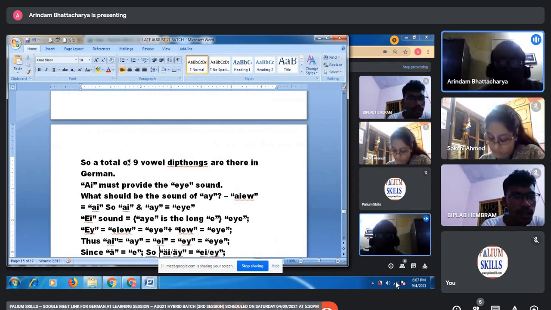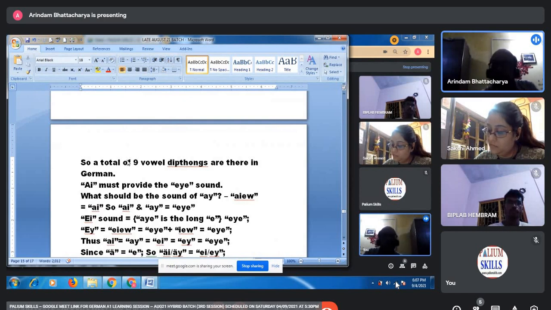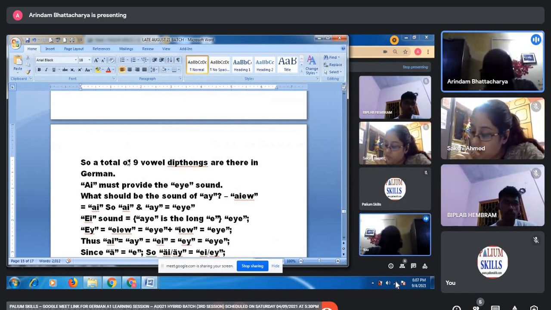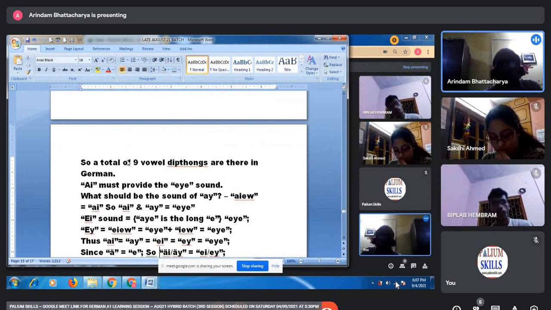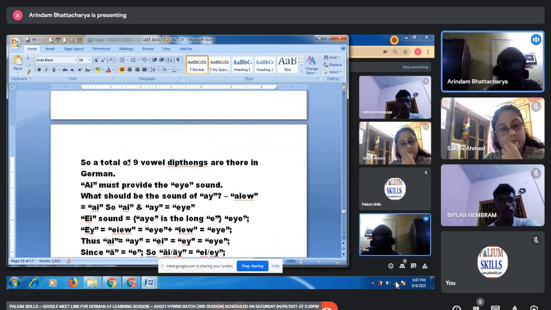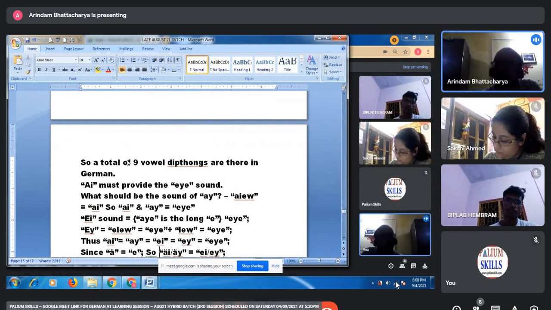Similarly, A epsilon, EY in English. AE needs to give the sound of I. It is bound to give the sound of I because there is no other sound that it can provide. So if that be so, then AU will definitely be A plus E, that needs to provide the I sound. Then EW.